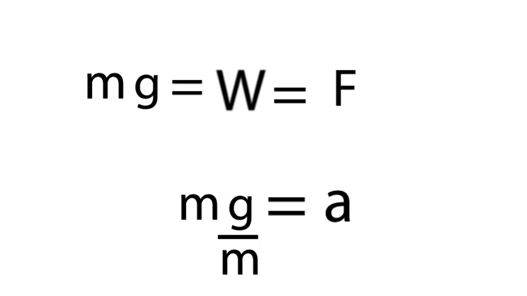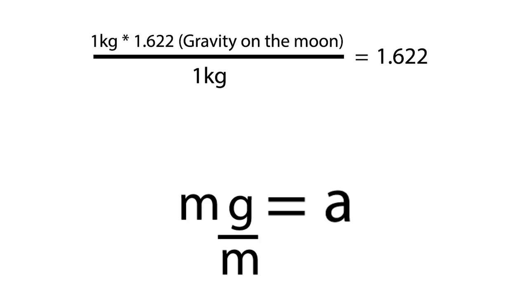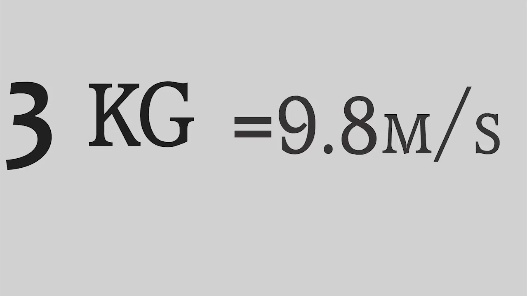is equal to acceleration. And therefore, if the mass of a hammer is 1 kilogram and you put it in the equation, then 1 times 1.622 divided by 1 gives us 1.622, which is the gravitational pull on the moon. The masses cancel each other out, and therefore any object with any mass will have the same acceleration.